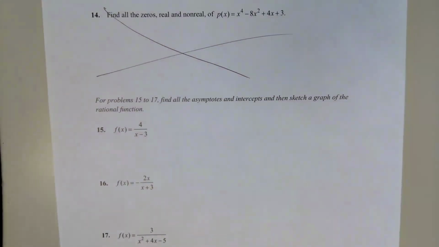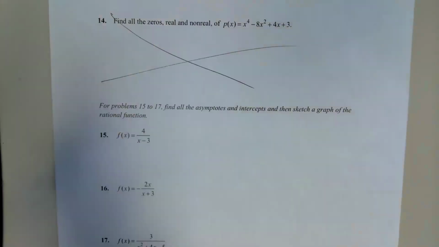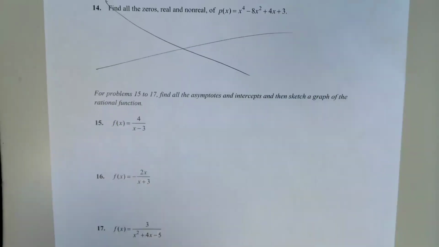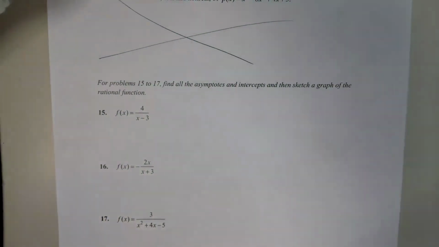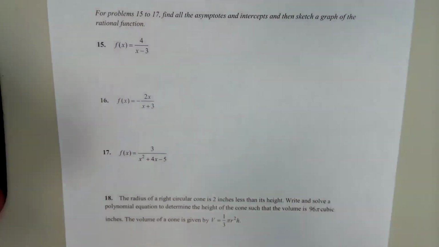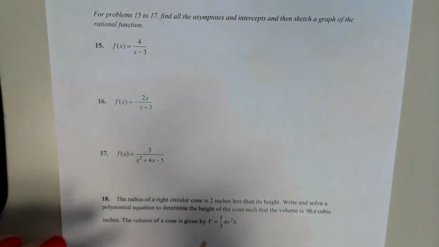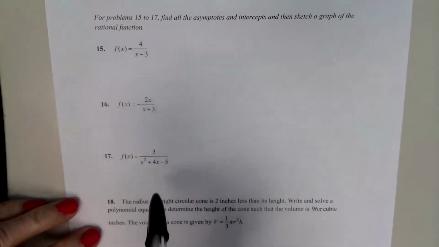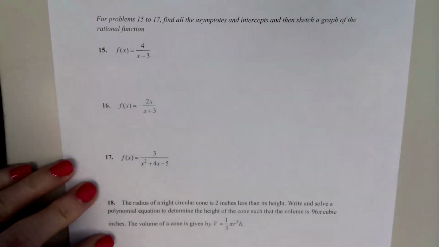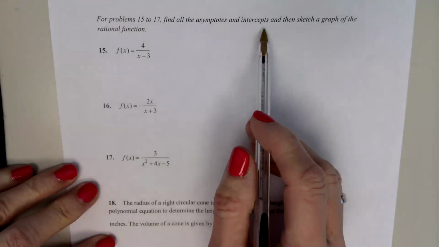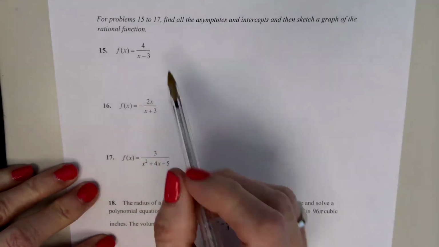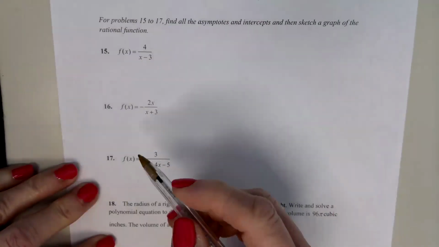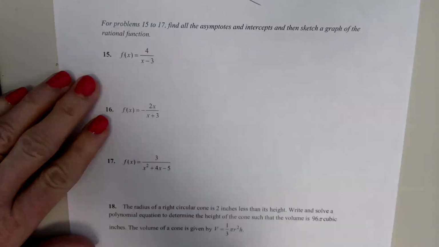Well, I just realized that question number 14 is the same as question number 11, so we're not going to do that. So welcome back to our videos for the chapter 3 review for Math 151. Starting with problem 15, this is the last of the review videos. It says find all of the asymptotes and intercepts and then sketch a graph of the rational function. So we're going to find the asymptote and intercepts.